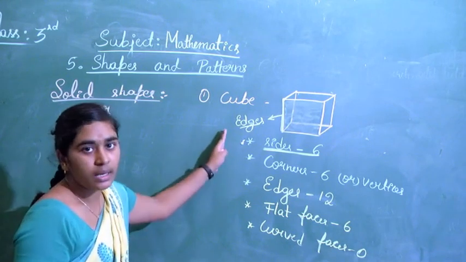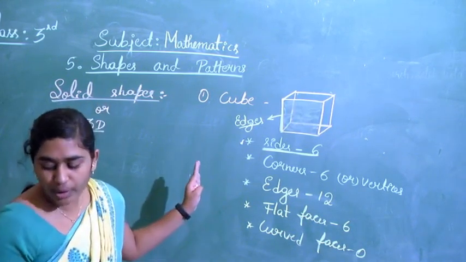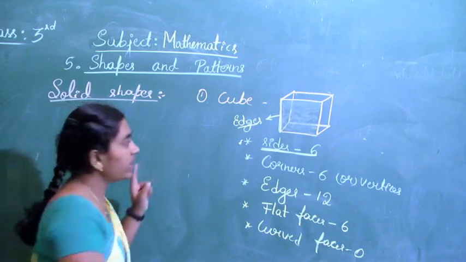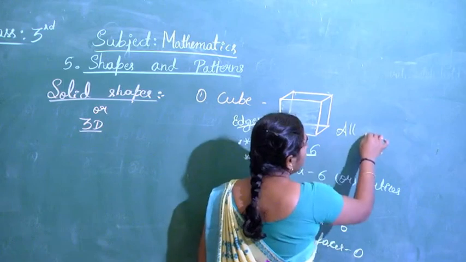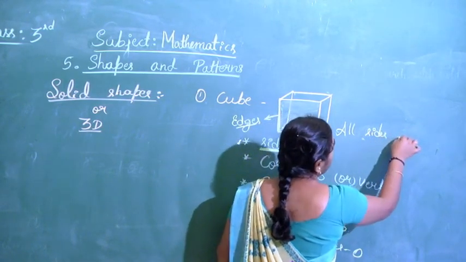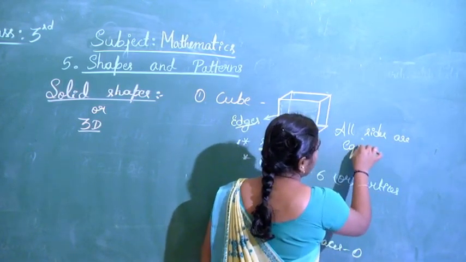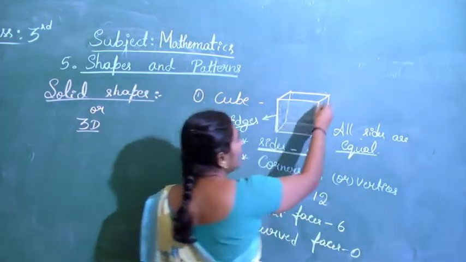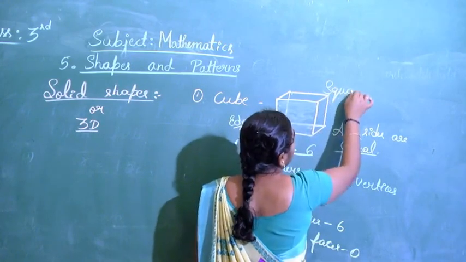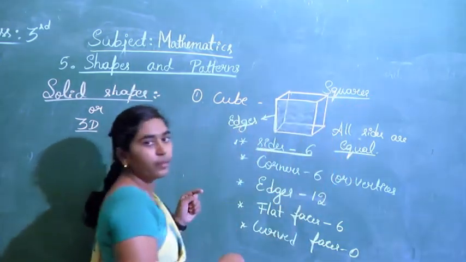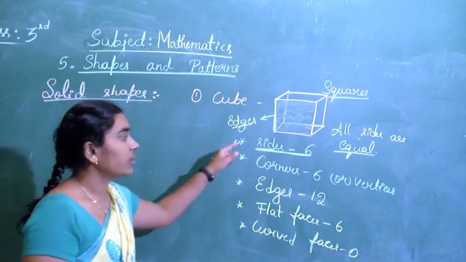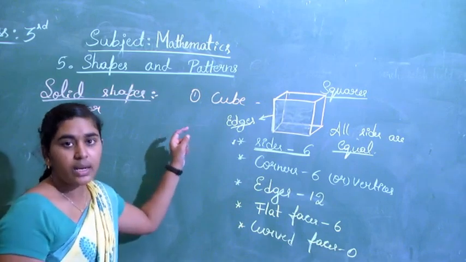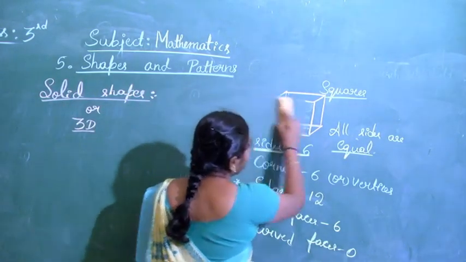And the same properties hold for a cuboid also. The only difference between cube and cuboid is, here you can see, all sides are squares and equal. Square itself means all the sides are equal. So for the cube, all sides are equal and all the sides are squares.